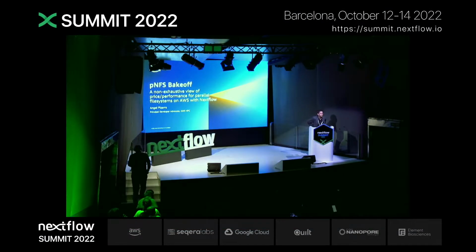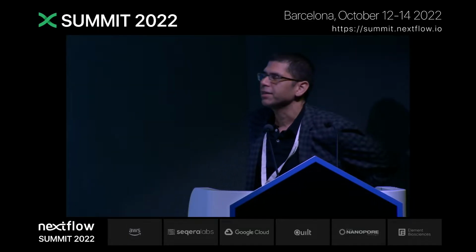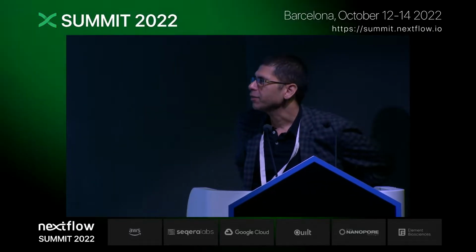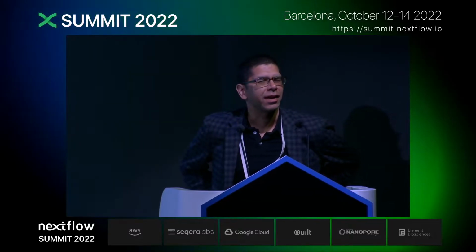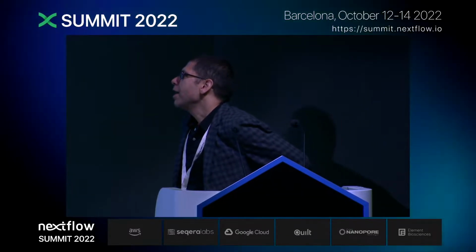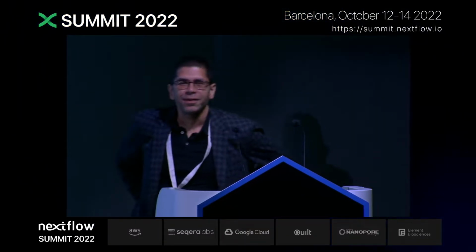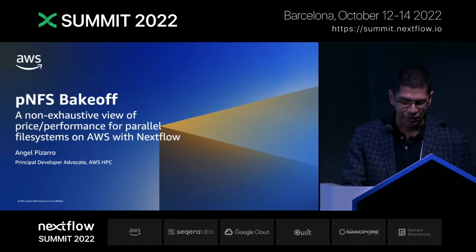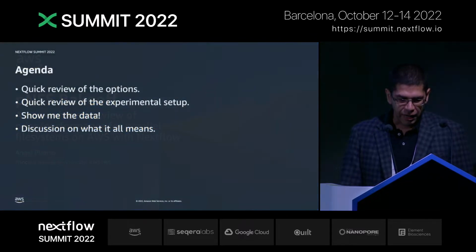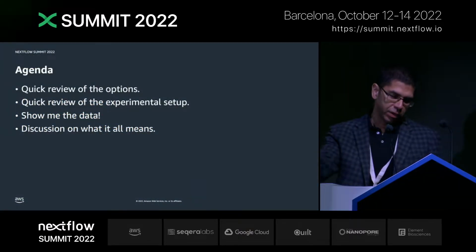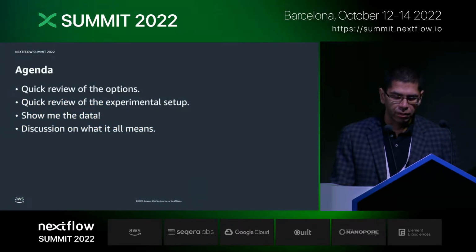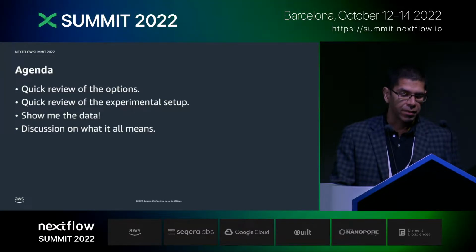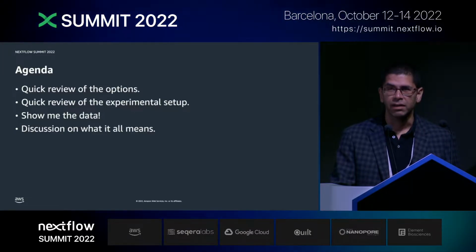We're going to do a slightly unscientific, well, slightly scientific, kind of like bioinformatics. You do what you can, but you're not too rigorous about it. Bake-off, so this is a non-exhaustive view of price performance of some different parallel file system options in the context of Nextflow, right? We'll look at a quick review of the options, the experimental setup, then show you some data and discuss what it all means.